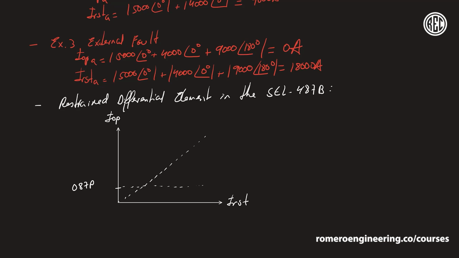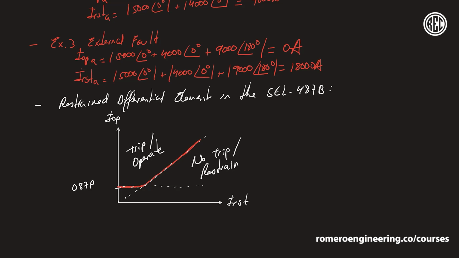And let me switch colors back to red. And so the trip, no trip regions, or the operate and restrain regions of the SEL 487B relay are defined as this. So we basically have this characteristic over here, and anything above that line, so anything over here, is going to be declared as a trip, which again is oftentimes also called operate. And anything in this region is going to be no trip, or also sometimes called just the restraining region. So the operating and restraining regions. Now notice here that again we have the restraining current in the x-axis and the operating current in the y-axis.